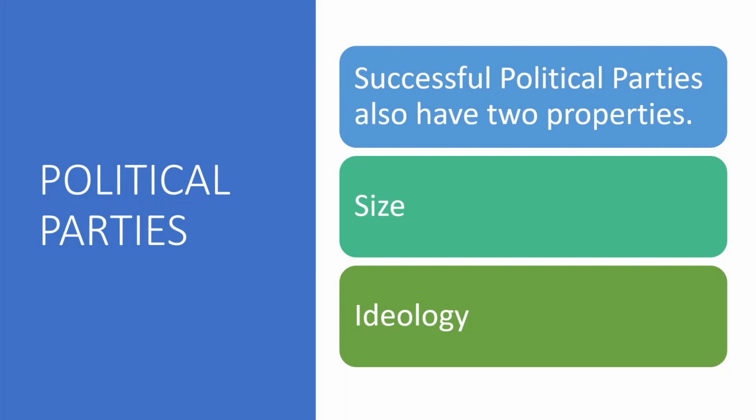Political parties also have, or should have, two vital properties. 1. Size in terms of population of voters, and 2. Ideology. For example, we have liberal democracy, capitalist, socialist, and this informs how the party presents itself to the public or the electorate and the contents of its manifesto.